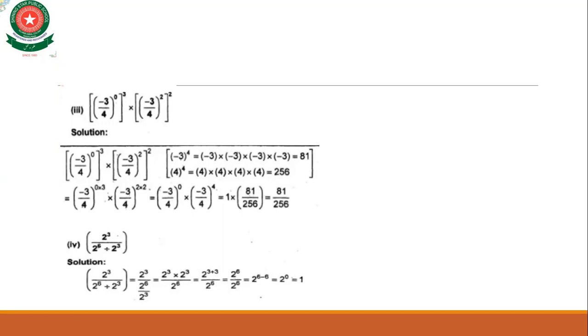So the equation will be 1 multiplied by 81 over 256, which is equal to 81/256.